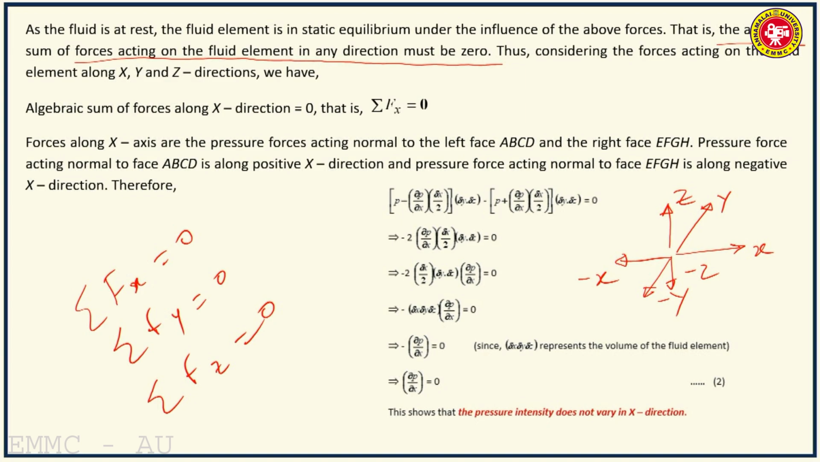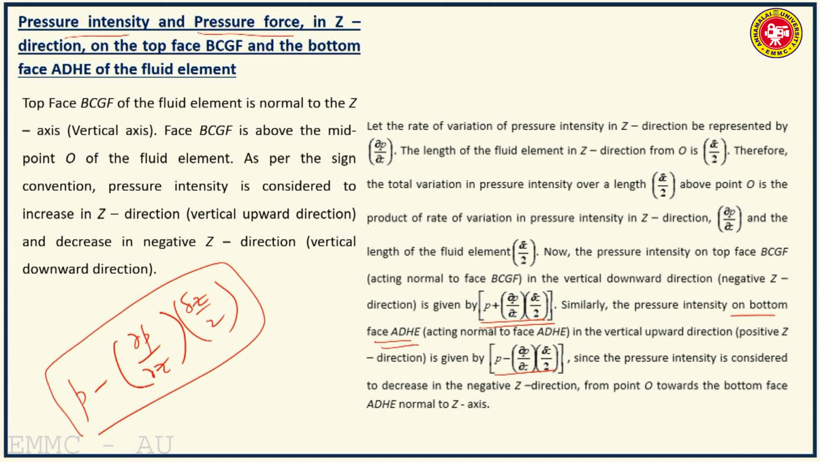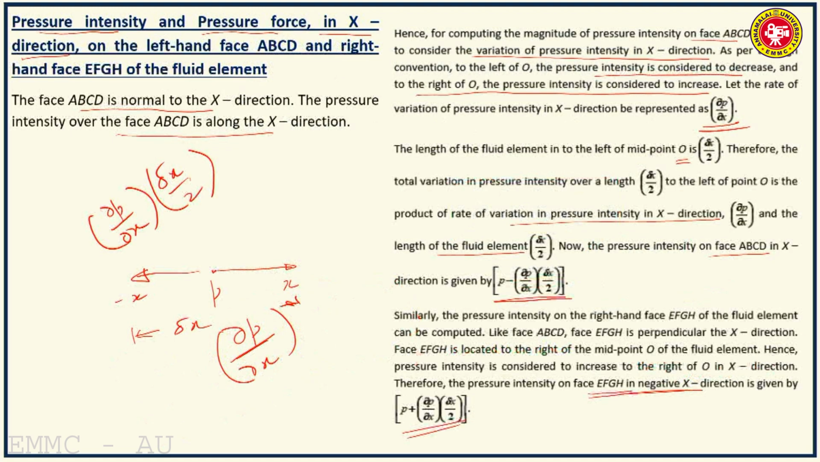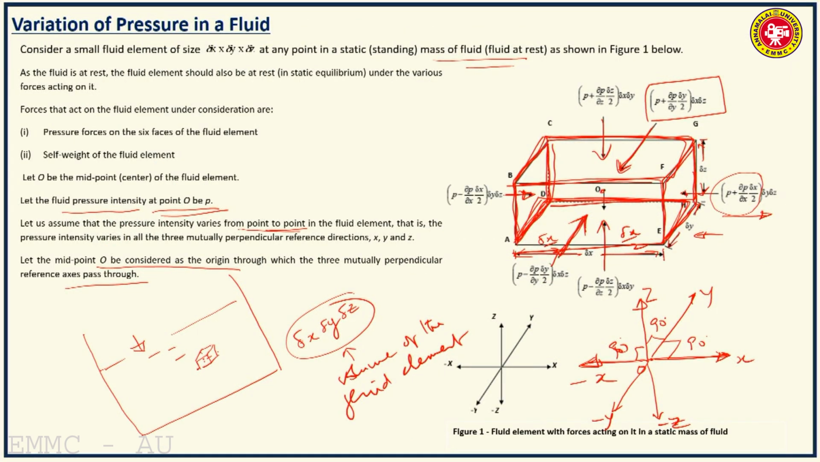So the algebraic sum of forces along x direction is 0, that is sigma Fx is equal to 0. So you have to execute this equation. Let us again go back to the diagram. You see the 7 forces. How many forces are acting in x direction? Only 2 forces are acting in x direction.